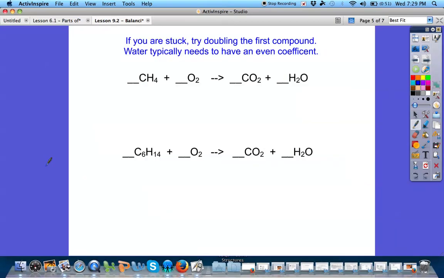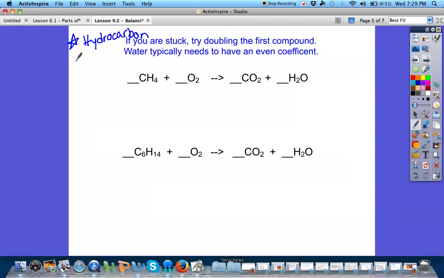My next trick is, if you're stuck, try doubling the first compound. When you double the first compound, this means that you're stuck, you've tried something, it's not working, and so you're going to go back and double the first one. Usually when you're going to double, you're going to have a hydrocarbon. Not always, but a lot of times this is the case. And there are other cases where you will double besides a hydrocarbon.